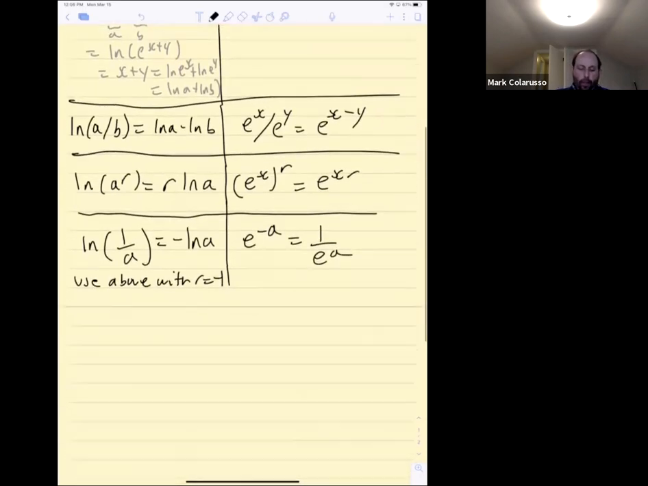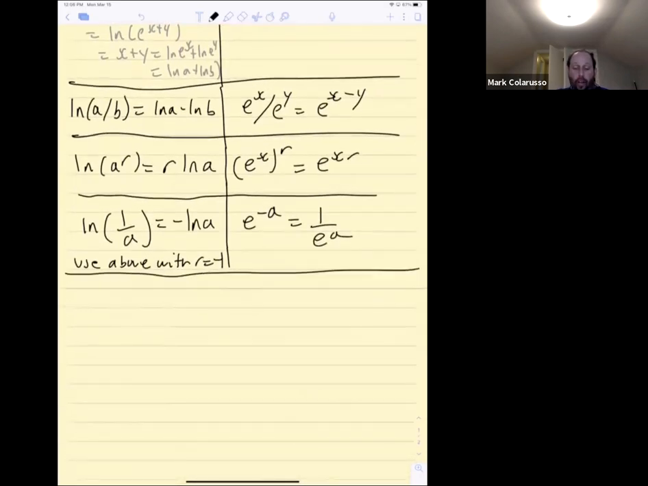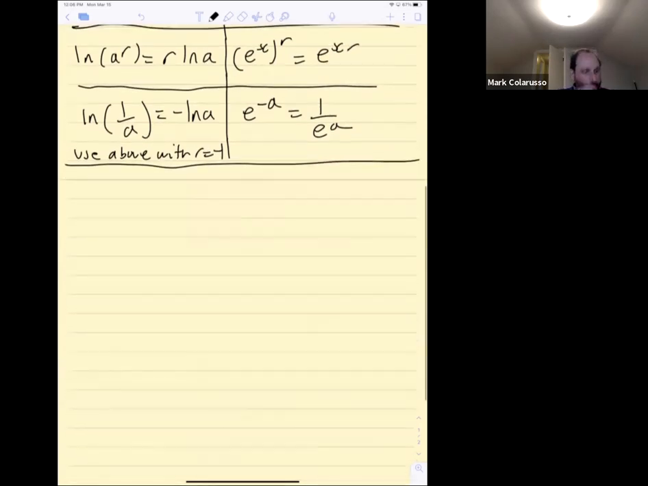Okay, so I said the reason I motivated these was that you can use these to solve logarithmic equations by combining the logs if necessary on one side of the equation. Before I do that, let's do some examples.